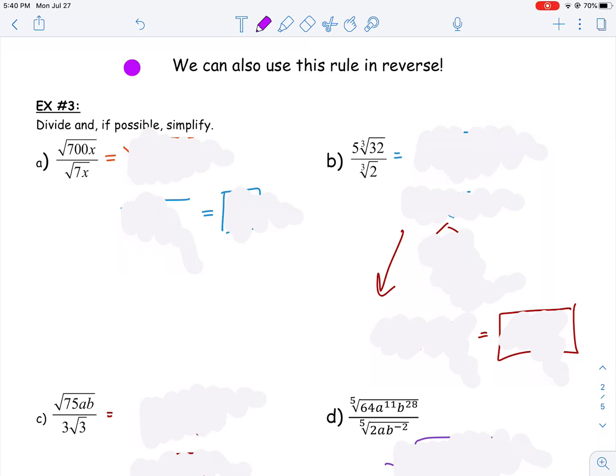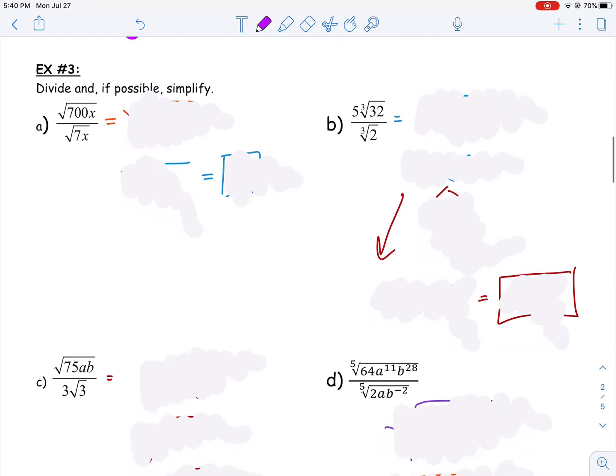All right, so we just used our quotient rule in the last video where we could take one big radical and separate it into two smaller radicals if that helps us simplify. Well, we can also use that rule backwards. If we have two radicals that can't be really simplified, we can actually combine them into one big radical that might help us simplify a little bit better. Let me show you some examples.